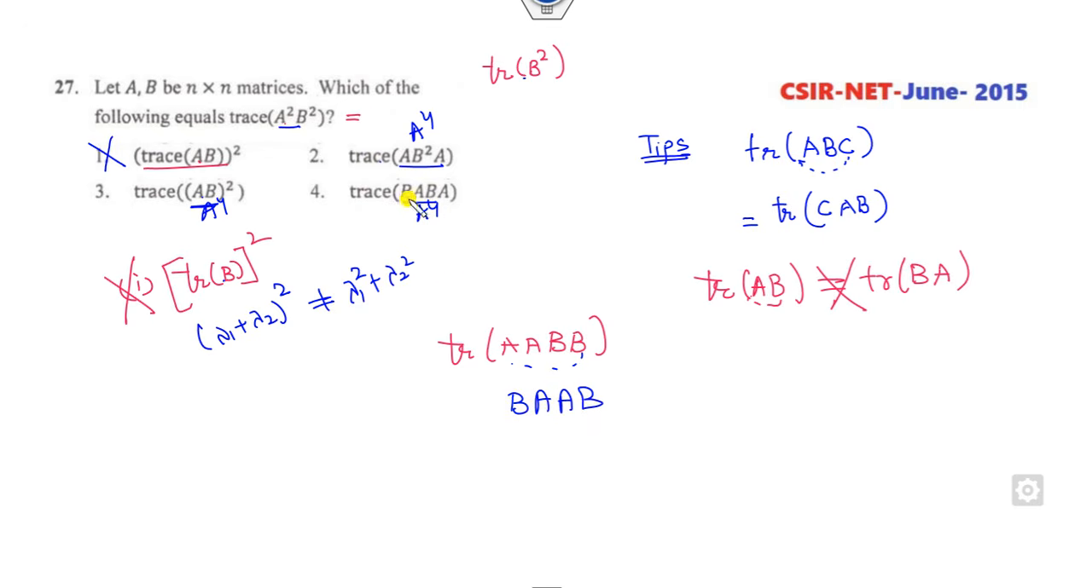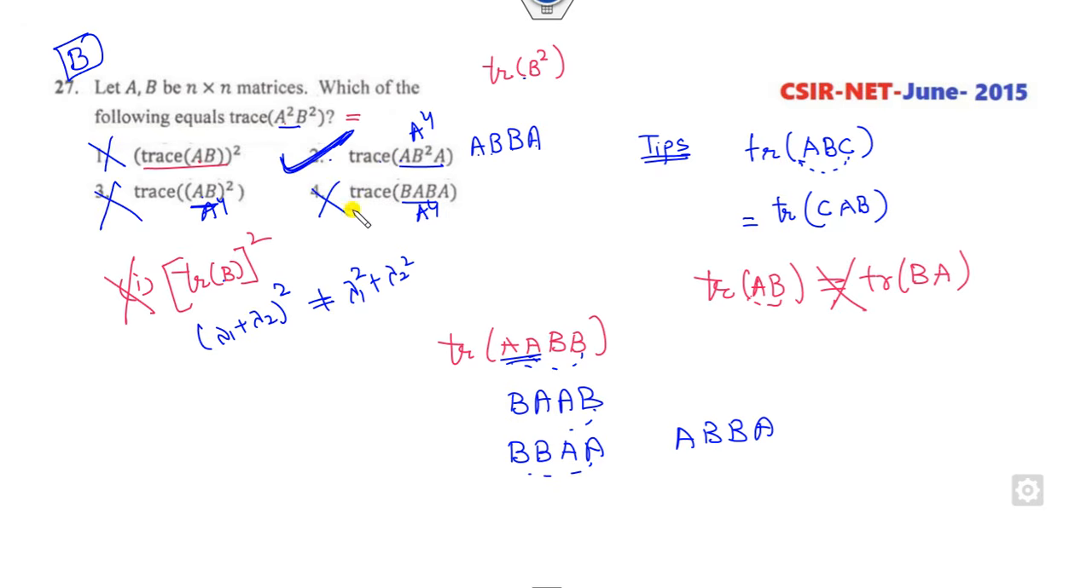Is there any match? No. Again I can change them: BBAA. Is it any one? No. ABBA, not a match. Again we can change: ABBA. Is this a match? ABBA. So this is the right answer of this problem. If you want to change again, then it's again the same. So this is the right answer. B is the correct answer. Rest all options are cancelled.